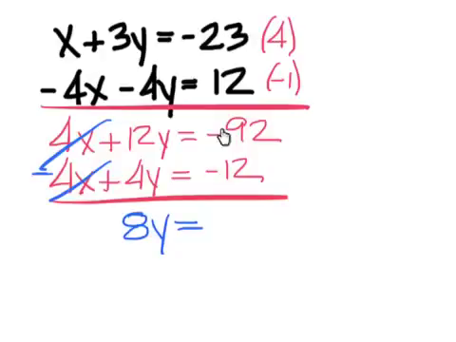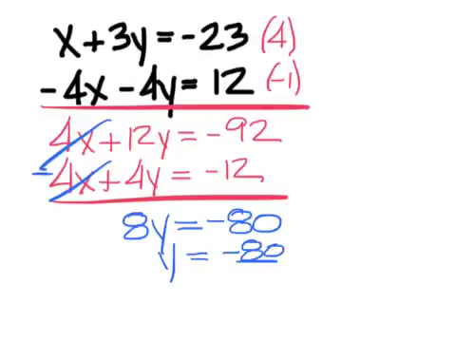And then we have negative 92 minus a negative 12. What is that? Positive 80? It's negative 80. Yes, it is negative 80. You got to type it into the calculator. So what do I do to solve for y? Divide by 8, right? And when I divide by 8, what's my answer? Negative 10. So there's my y value.